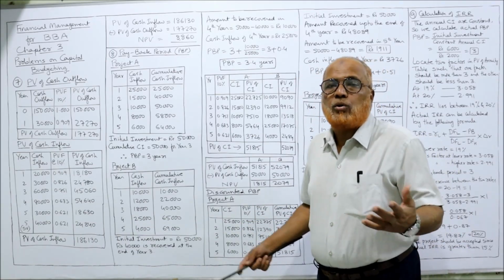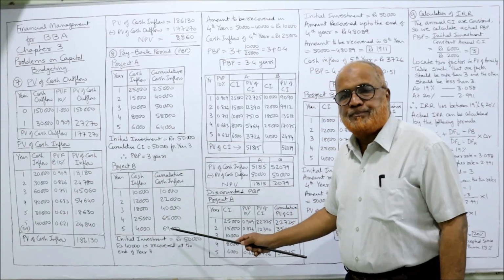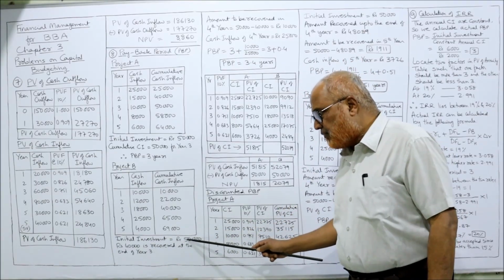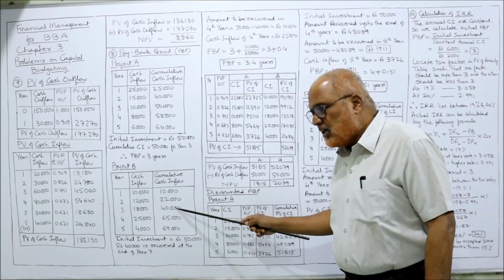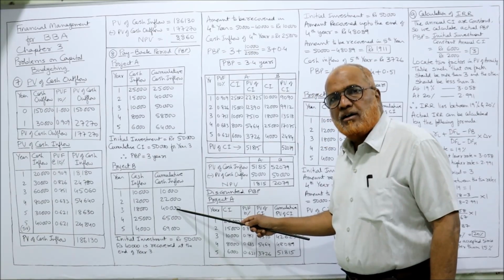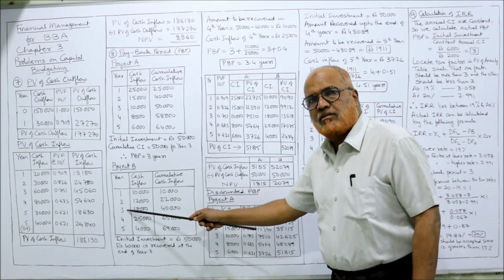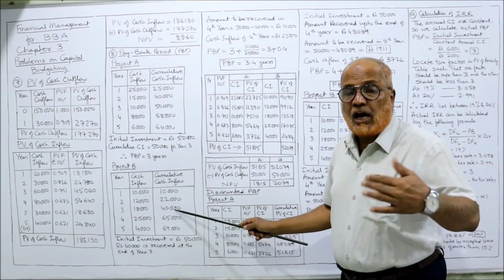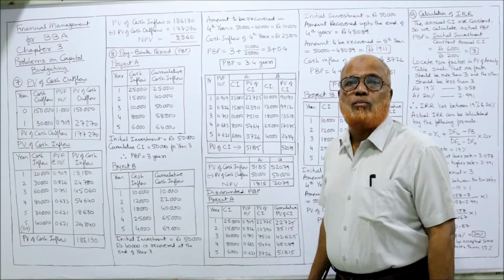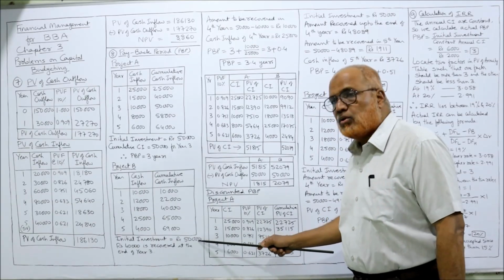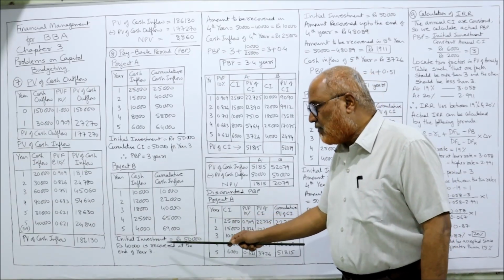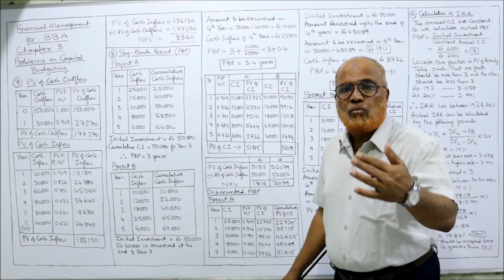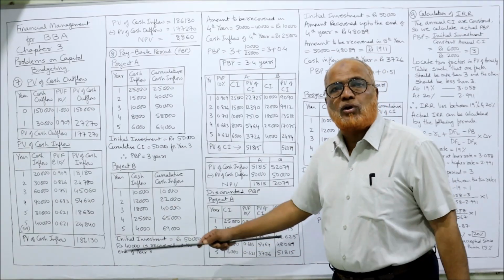The actual PBP, how to find out? Here the procedure. Initial investment 50,000. Rupees 40,000 is recovered up to the end of 3 years. Still how much we require? 10,000 more because we need 50,000. 40,000 we recover in the third year. So 10,000 more we have to recover in fourth year.